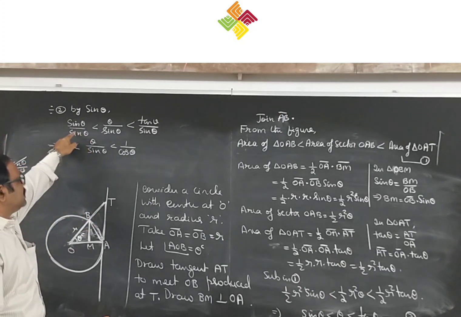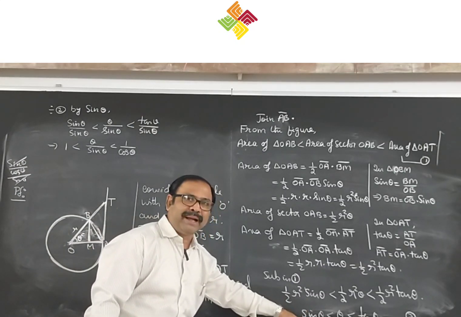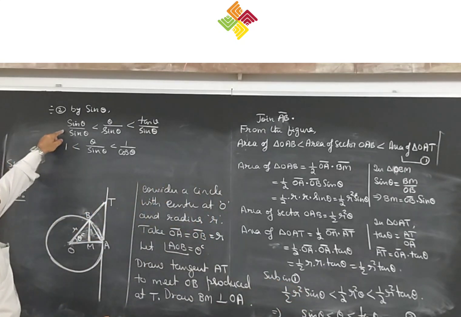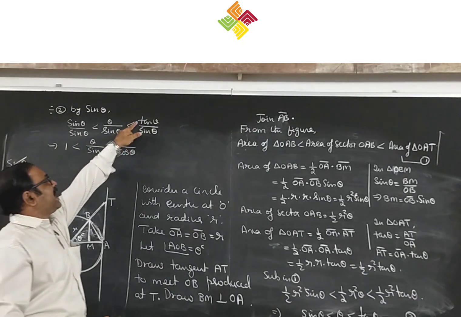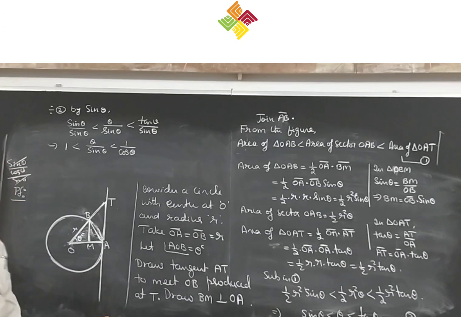I hope you understood this. See, we got equation 2. After that I have divided by sin theta. Then I am getting this. Here tan theta is sin theta by cos theta. So sin theta cancels.